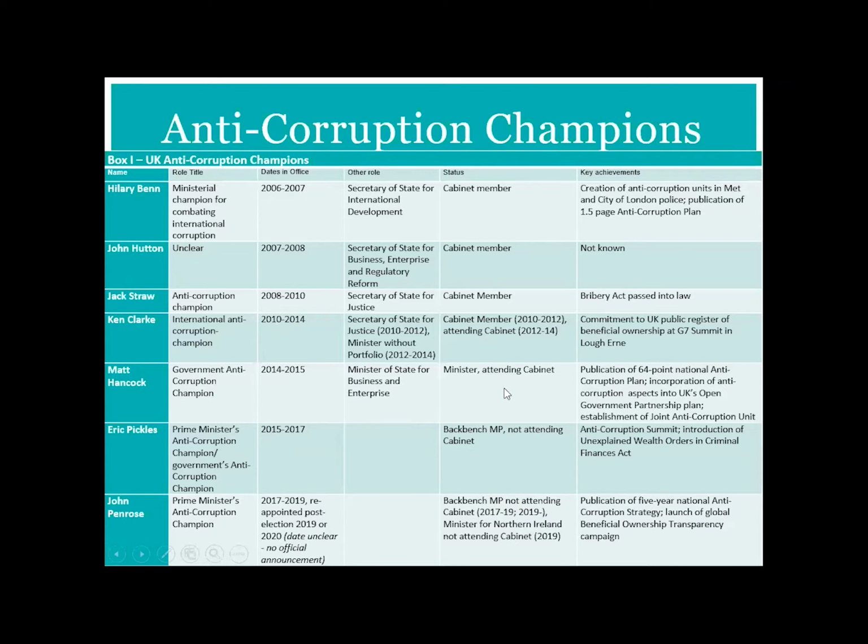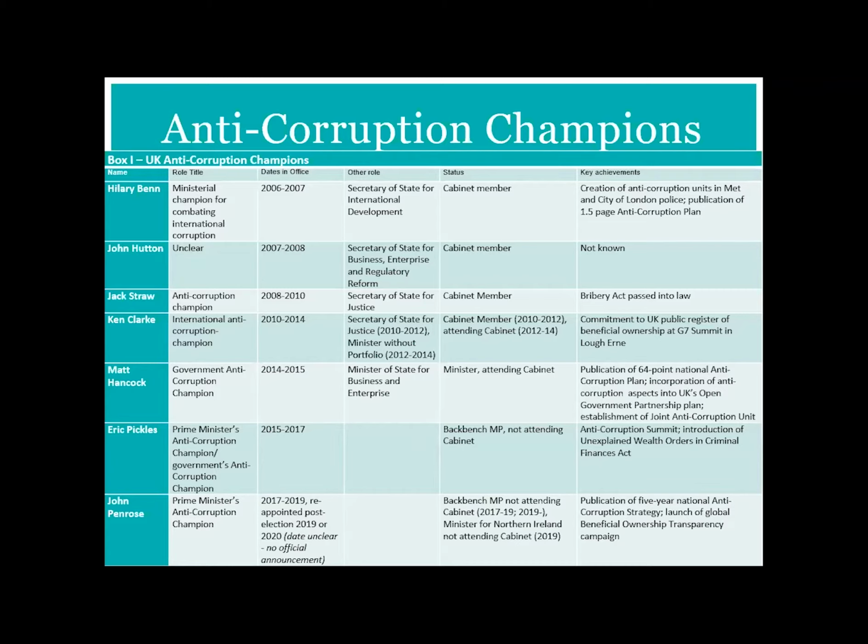One thing I will draw your attention to, you obviously won't get to grips with this table in the short few minutes we've got, but this is published in the working papers on the CSC website, is the changing role title. So originally the ministerial champion for combating international corruption, this was really critical, that the focus was always on international corruption. It was either bad stuff happening overseas done by other people or possibly done by British companies, maybe BAE Systems, for example, overseas.